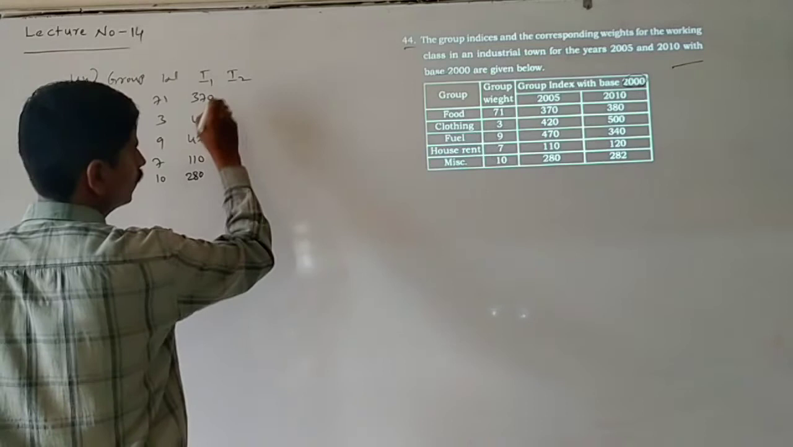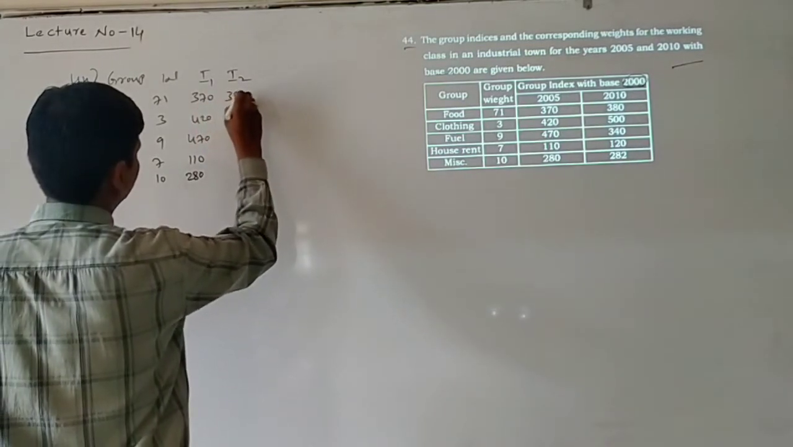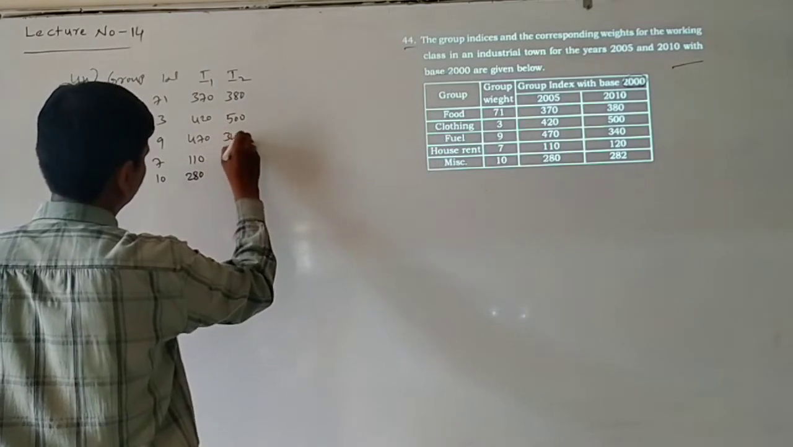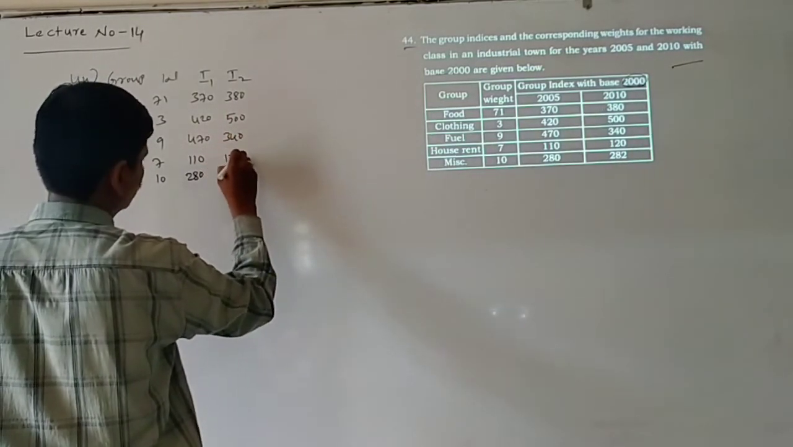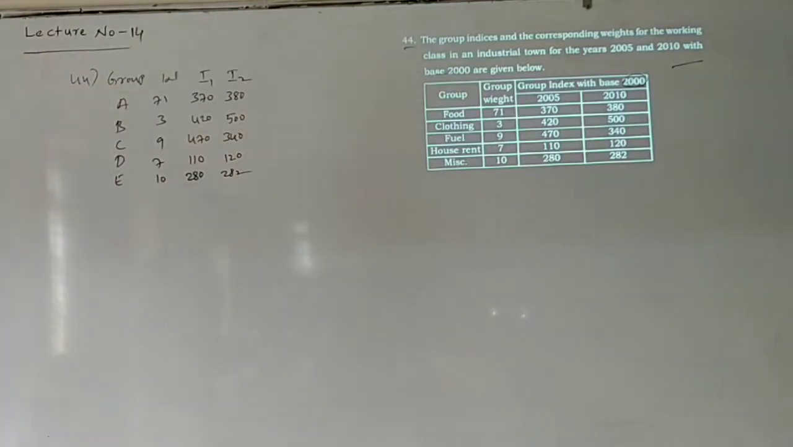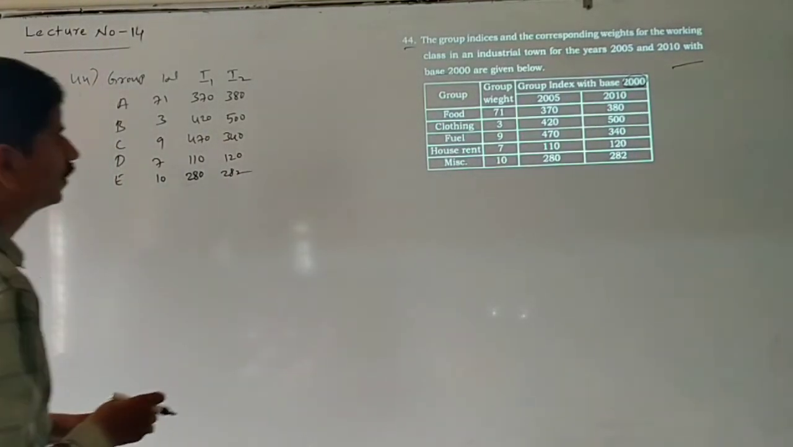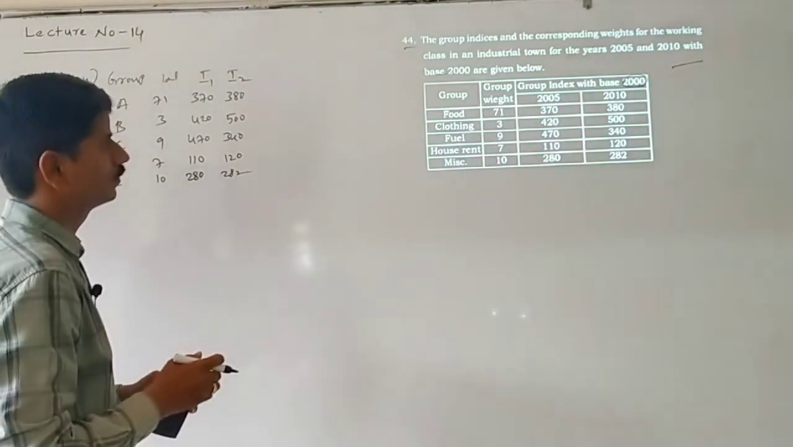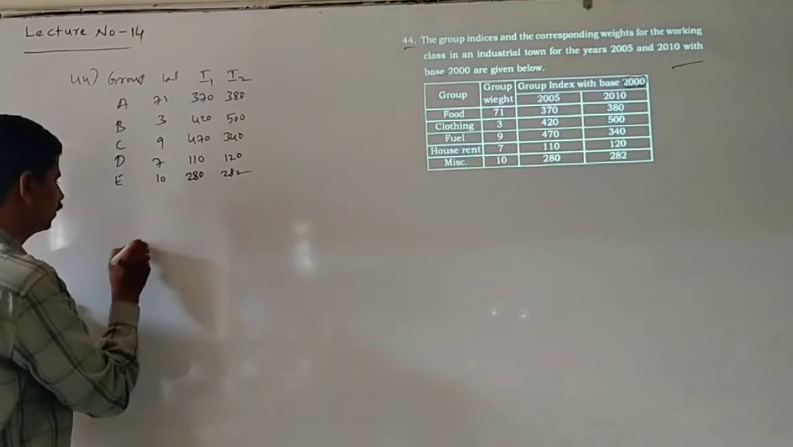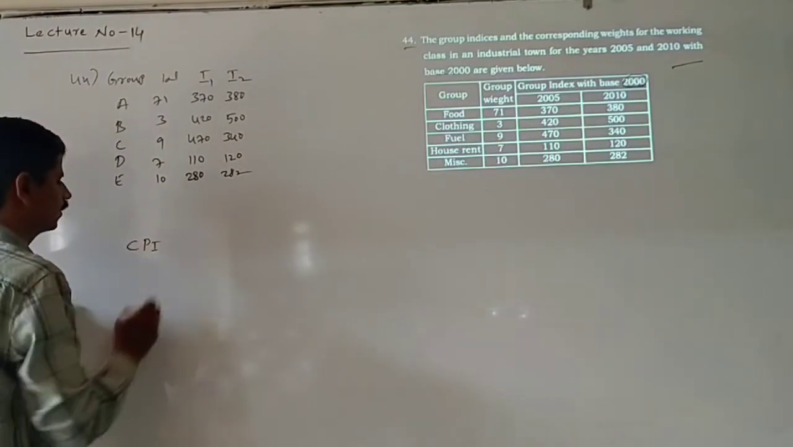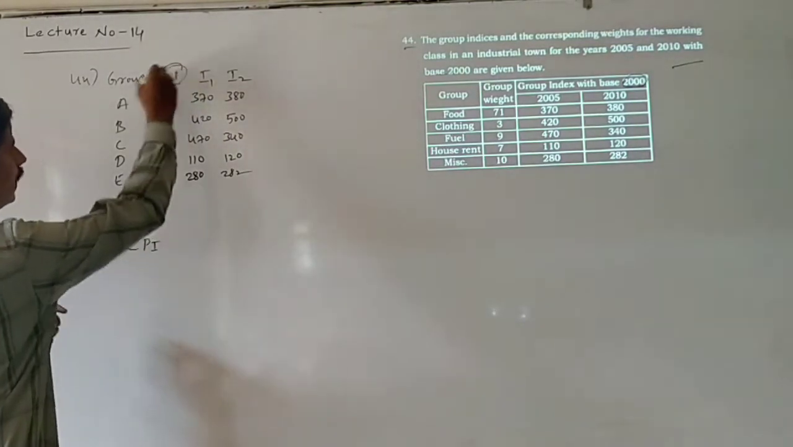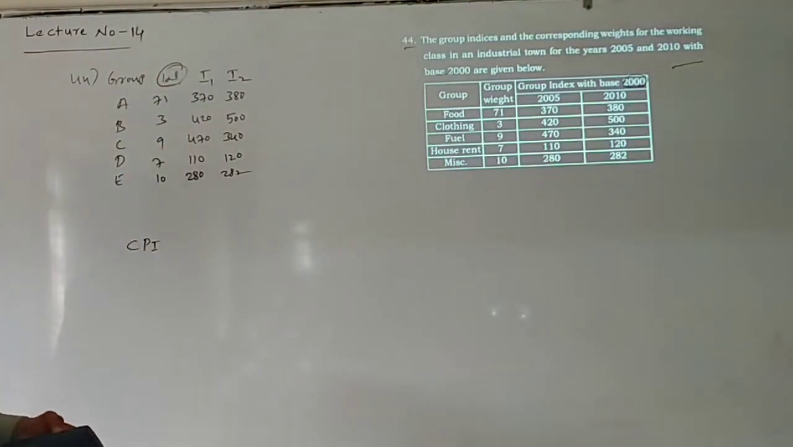The next I2 values are 380, 500, 340, 120, 280. Here you have to find CPI. First you have to find CPI. Here weights are given, you can put the weights. You have to apply the family budget method.